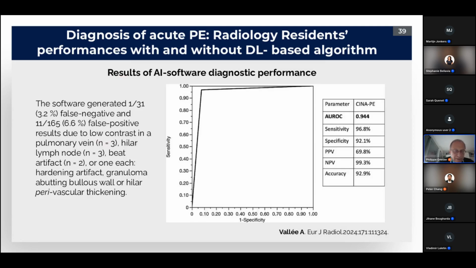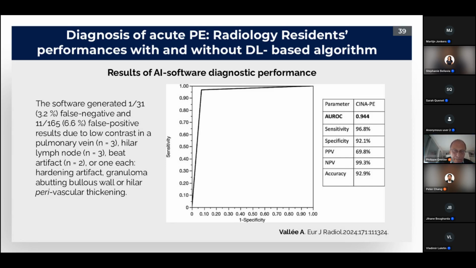First of all, the consensus reading allowed us to measure the standalone diagnostic performance. The area under the ROC curve was 0.944, with very good sensitivity and negative predictive value and good specificity and accuracy. The software generated 1 false negative and 11 false positives, including low contrast in the pulmonary vein, hilar lymph nodes, beam artifacts, and so on.